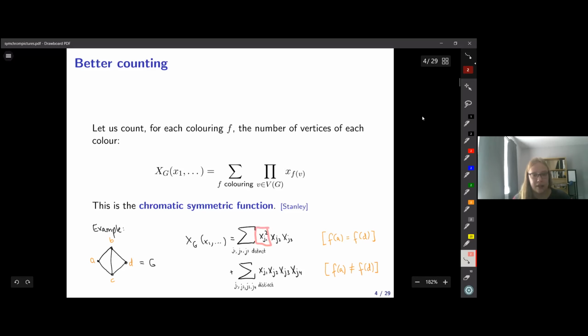There's 1 color that is given to 2 vertices, and then there are 2 colors each given to 1 vertex. And similarly, if A and D don't get the same color, I just get a sum where I have 4 different subscripts for my 4 variables.